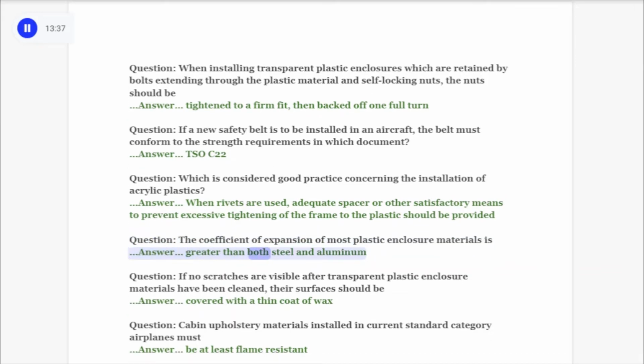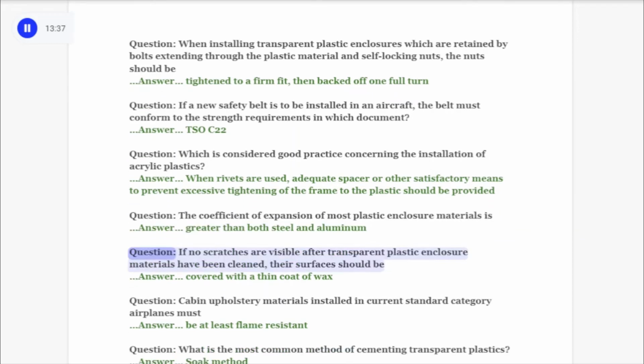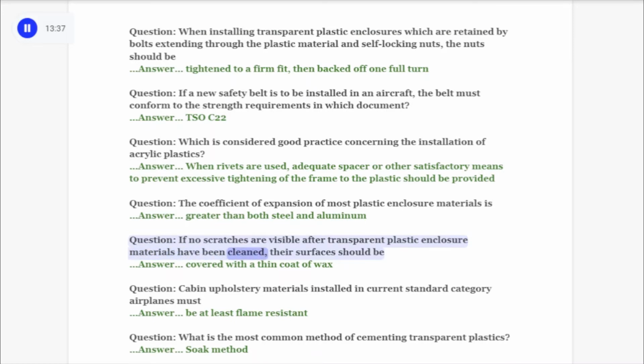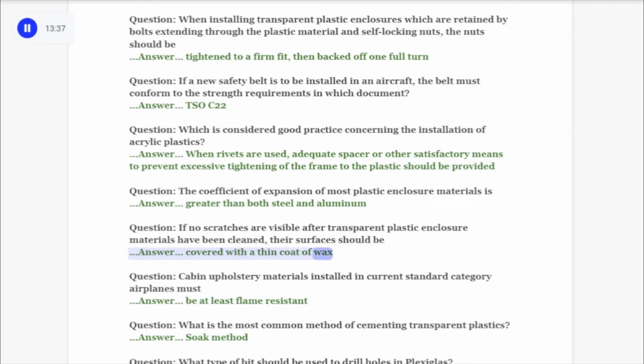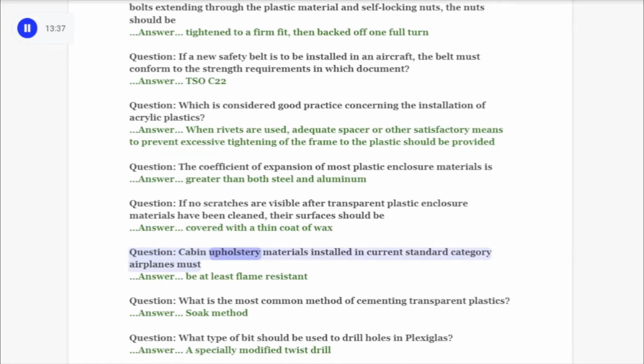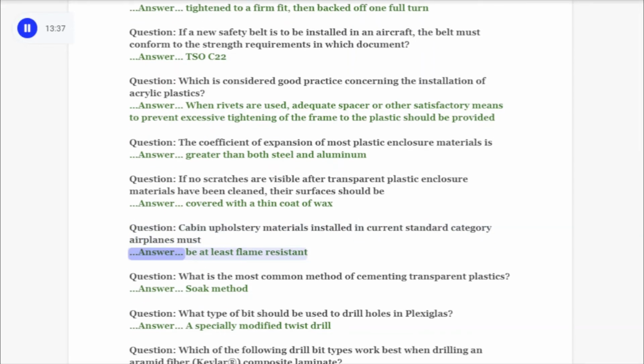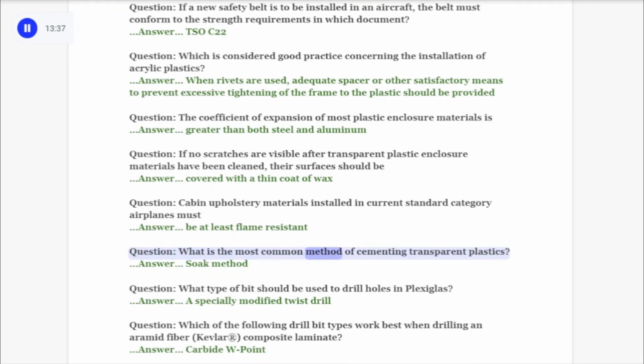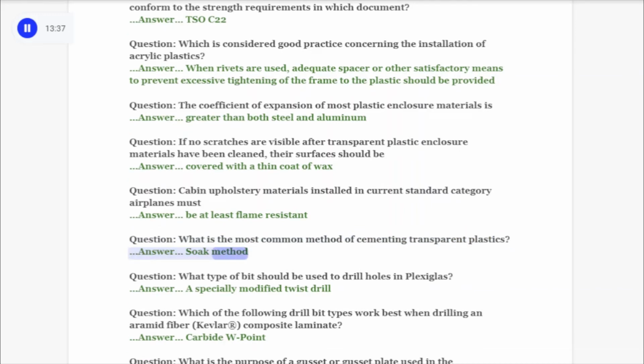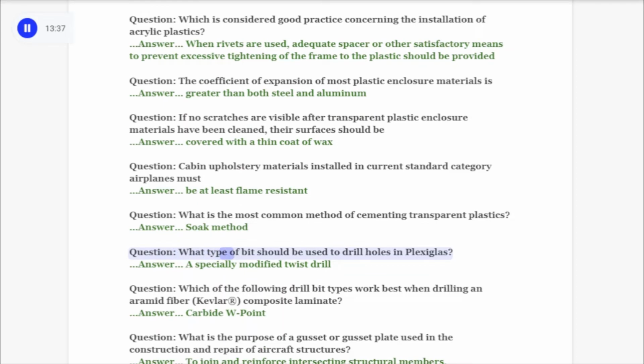Answer: greater than both steel and aluminum. Question: if no scratches are visible after transparent plastic enclosure materials have been cleaned, their surfaces should be. Answer: covered with a thin coat of wax. Question: cabin upholstery materials installed in current standard category airplanes must. Answer: be at least flame resistant. Question: what is the most common method of cementing transparent plastics? Answer: soak method. Question: what type of bit should be used to drill holes in plexiglass?